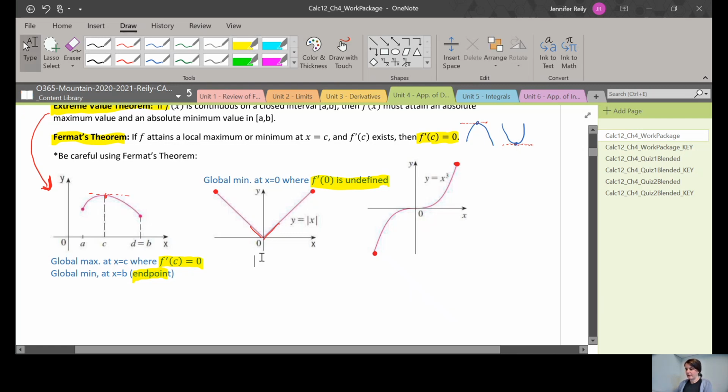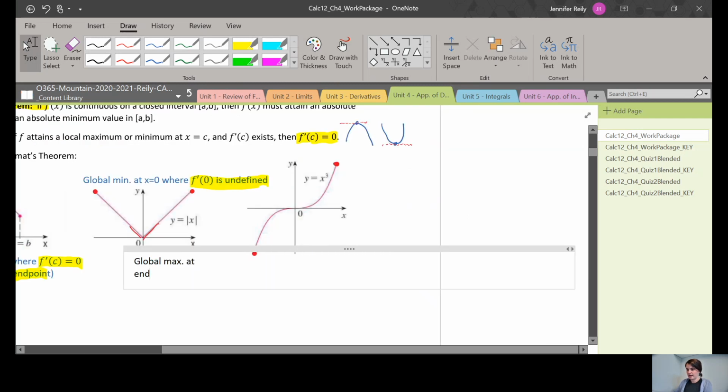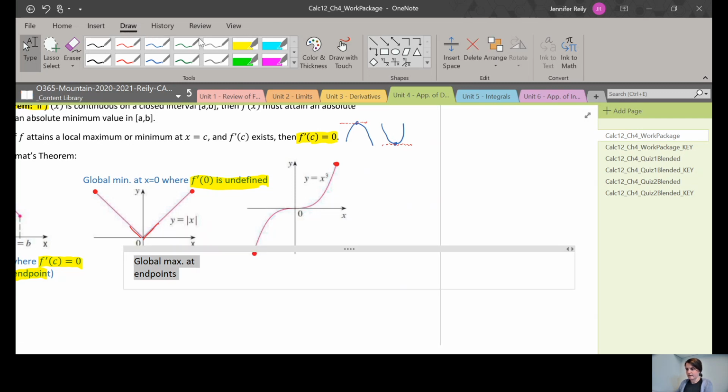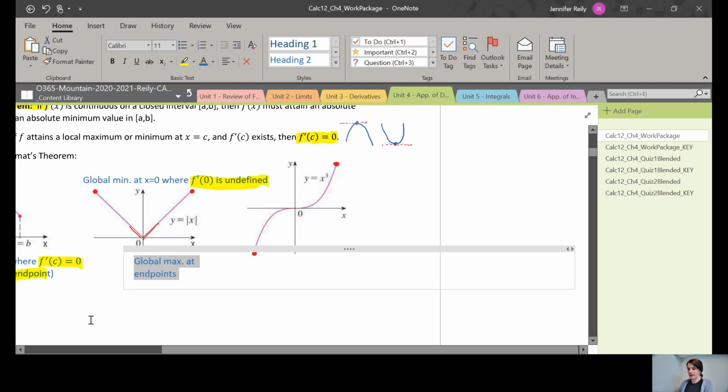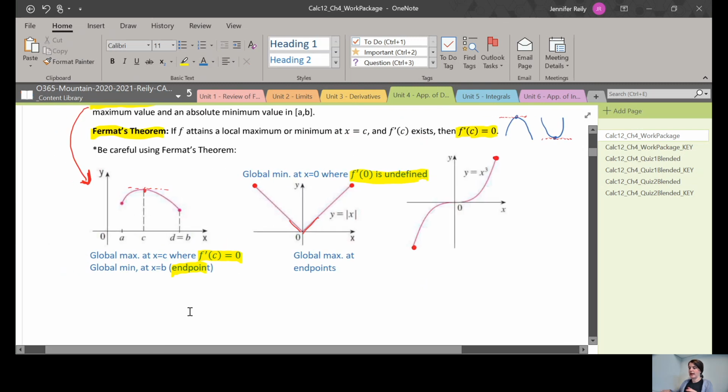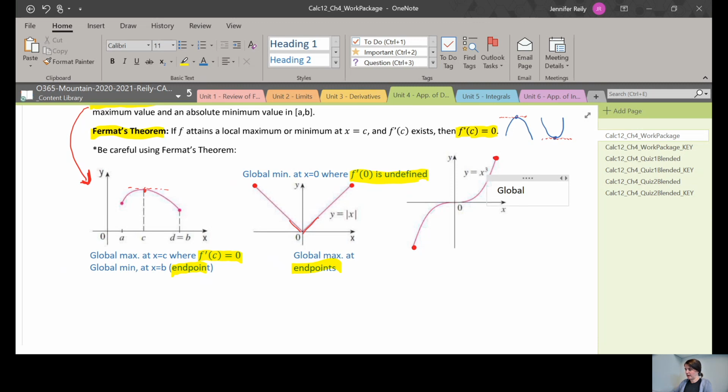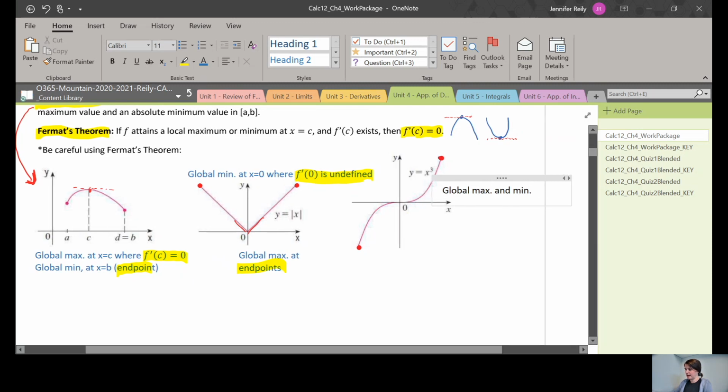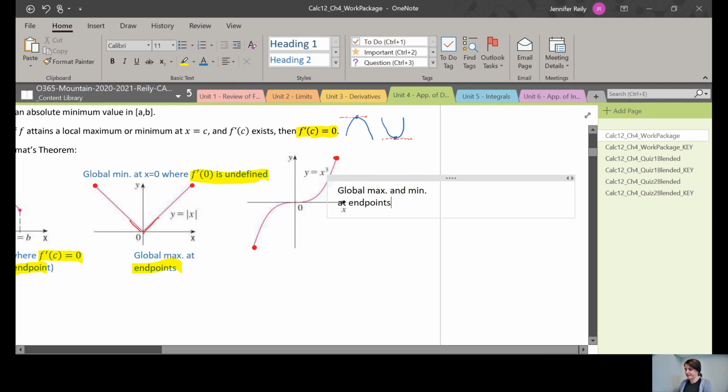Okay, again, for this one, global max at endpoints. So again, that's another place where you can find maximums or minimums, at the endpoints. And then the last example here, both the global maximum and minimum are at the endpoints. Max and min at endpoints.